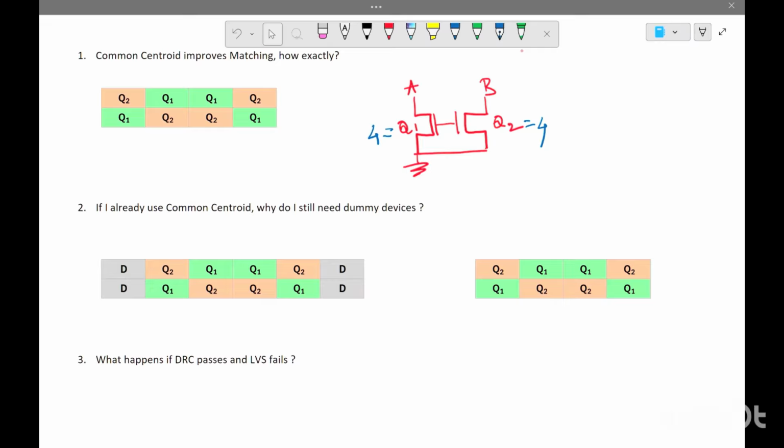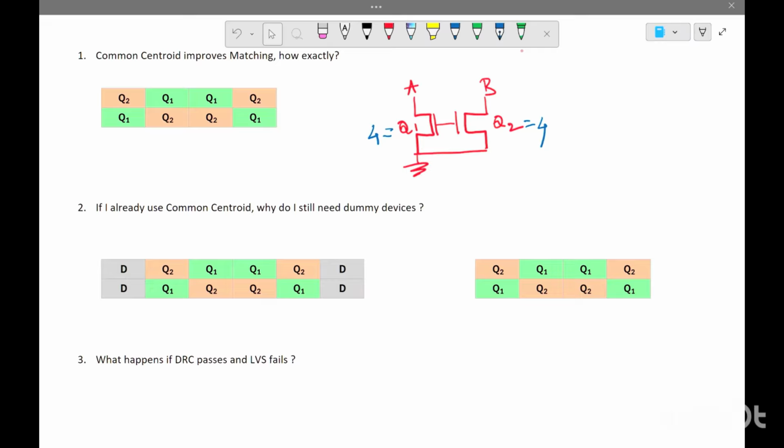The first question is: common centroid improves matching. How exactly? The common centroid matching cancels the linear process gradients like doping, thickness, etc., by placing the devices symmetrically so that the devices experience nearly the same average variation.